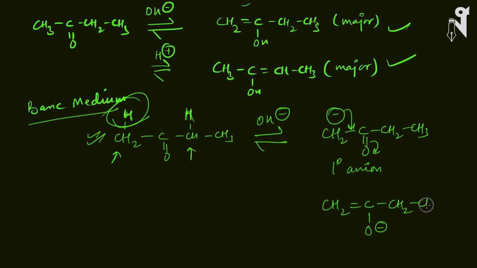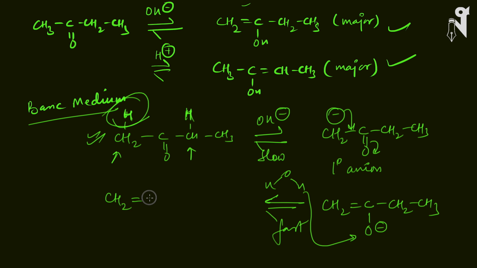Now I'll treat it with water. This is your slow step, by the way, and the treatment with water is going to be your fast step. If we treat it with water, this hydrogen will come over here and form CH2 double bond COH, CH2 and CH3, and OH minus will be back in the system. So this is the product I'm getting.